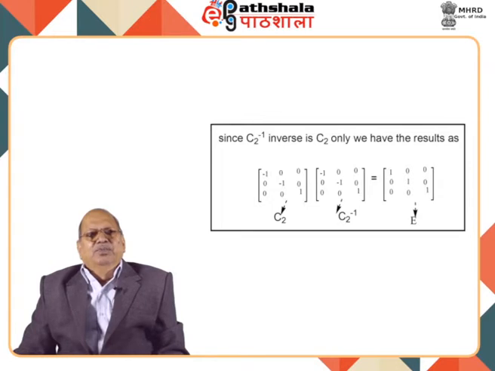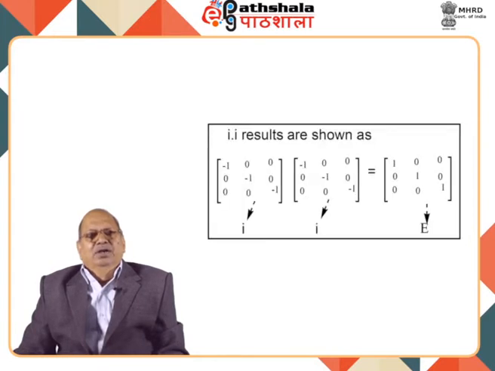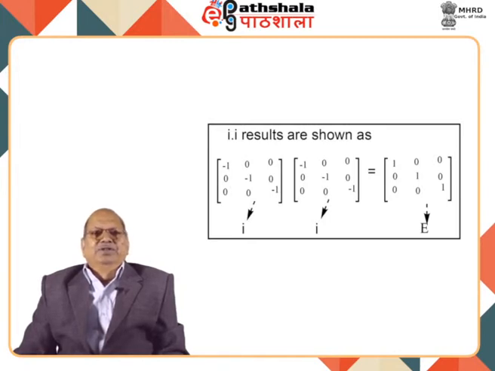Now, let us take the third product, I into I, and see what is the result. Our symmetry product says I into I is E. Now, let us verify this result by taking the matrix multiplication. Matrix corresponding to I, minus 1, 0, 0, 0, minus 1, 0, 0, 0, minus 1, multiplied with matrix corresponding to I, minus 1, 0, 0, 0, minus 1, 0, 0, 0, minus 1. On multiplication, what do we get? We get 1 0 0 0 1 0 0 0 1.